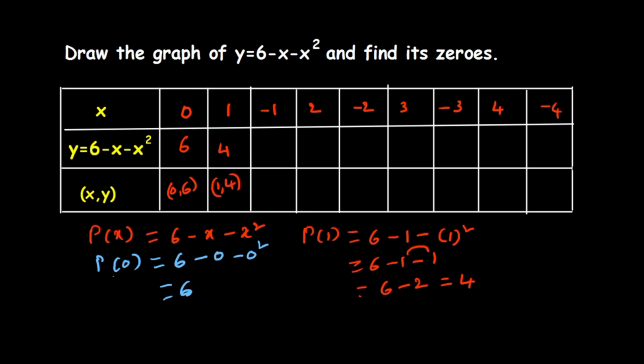Now I'm going to take minus 1. p of minus 1 is 6 minus of x, and here x is minus 1, so minus of minus 1, minus 1 square. That means this is 6 minus of minus, we get plus 1, minus 1 square is 1. Now we have two positive values, 6 plus 1 is 7, minus 1 equals 6. So at minus 1 we are getting 6. So minus 1 comma 6 is a point here.